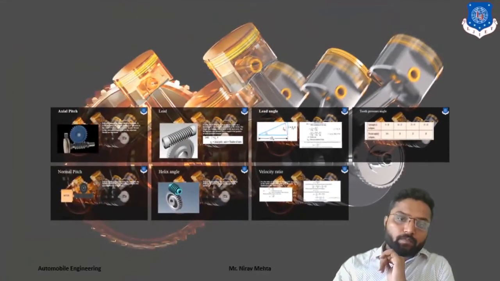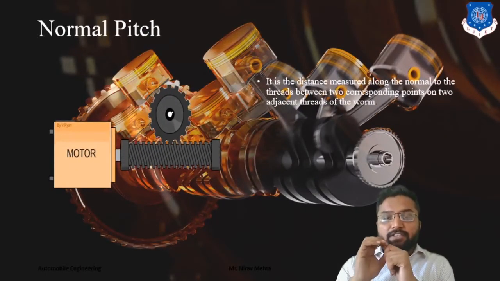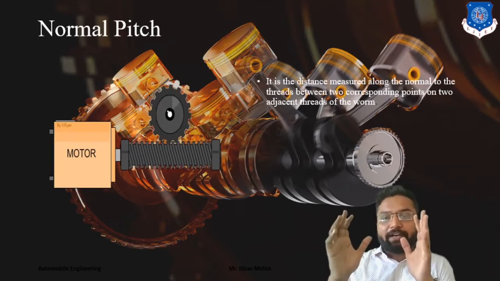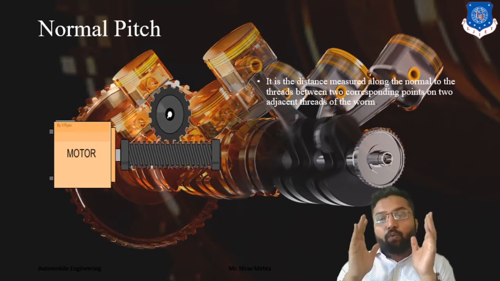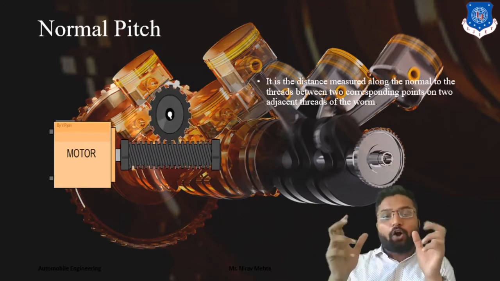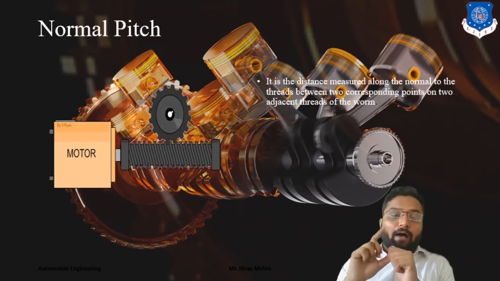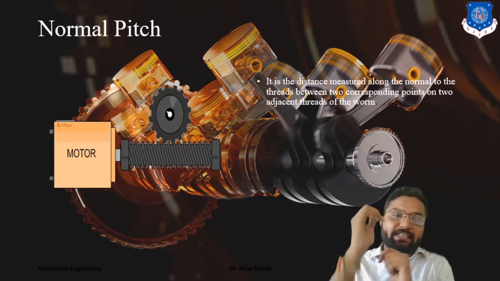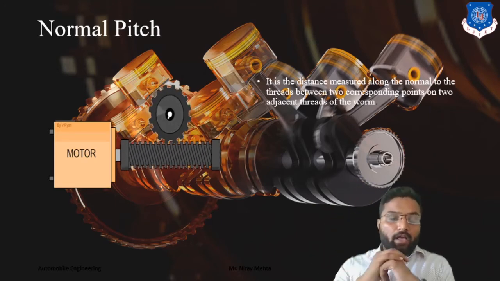Clear? Then normal pitch. What is normal pitch? It is the distance measured along the normal to the thread between two corresponding points on a thread of our worm. That is called the normal pitch. It is represented in terms of our angle. Which angle? Helix angle, or you can say lead angle, which is also called lambda. Clear? Okay.